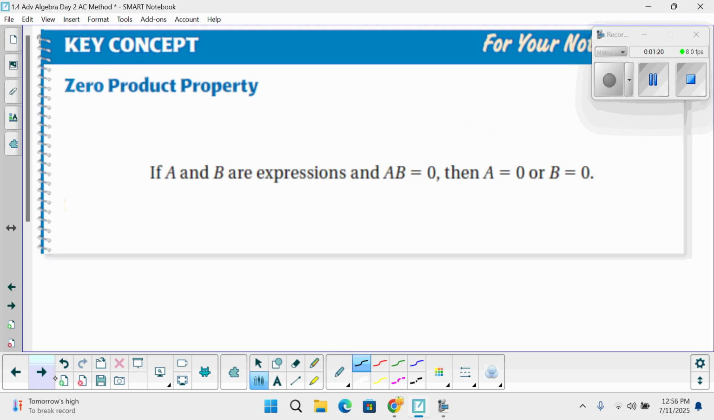Zero product property is often used in Algebra 2 when solving equations. Basically, if you have a product equaling 0, A times B equals 0, then either A equals 0 or B equals 0. That has to be true. There's no other way.